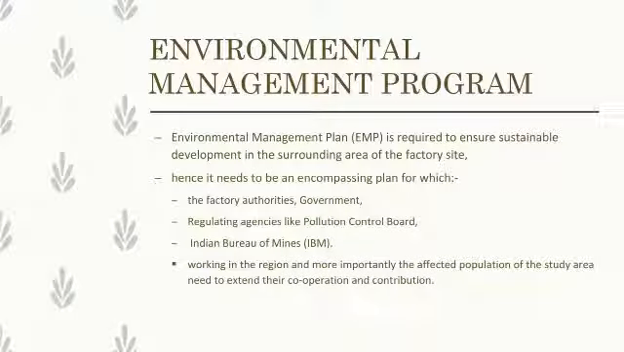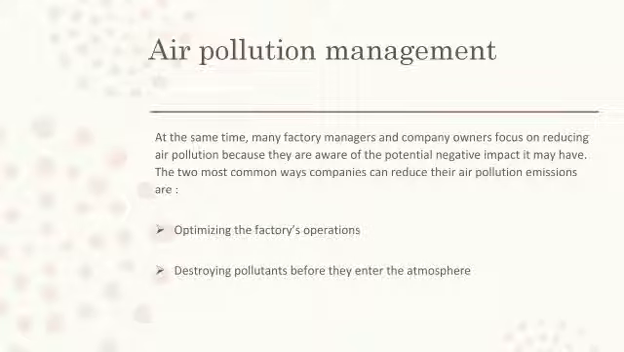There are some environmental management programs to ensure sustainable development in the surrounding area of a factory site. The first one is air pollution management. Many factory managers and company owners focus on reducing air pollution because they are aware of the potential negative impact it may have. The two most common ways companies can reduce their air pollution emissions are optimizing the factory's operation and destroying pollutants before they enter the atmosphere.